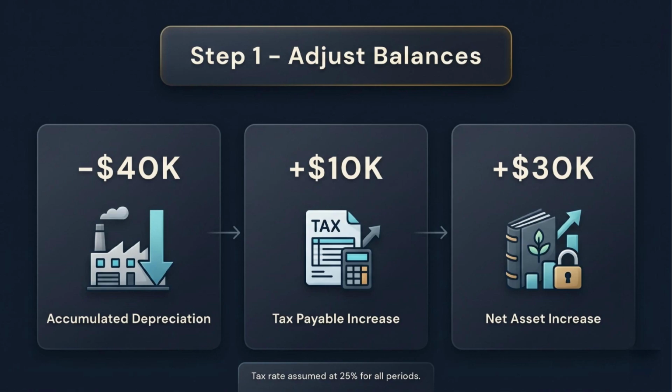Because pre tax income was understated by $40,000 in 20x3, tax was also understated. At a 25% tax rate, the tax effect is $10,000. So liabilities increase by $10,000, assets increase by $40,000, and the net after tax effect increases equity by $30,000.